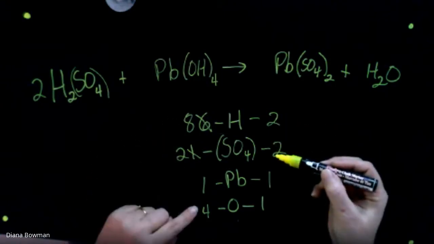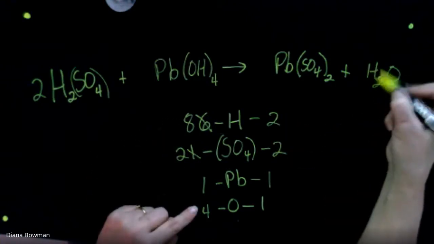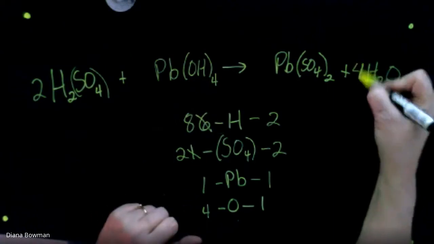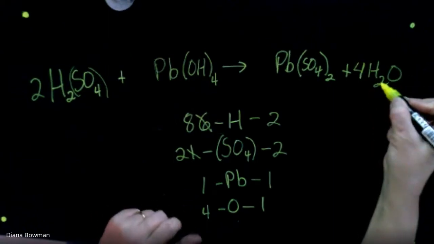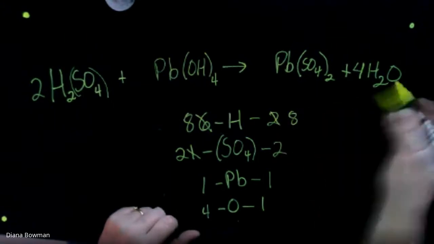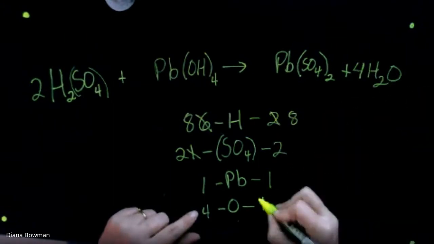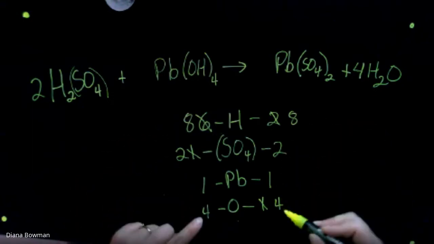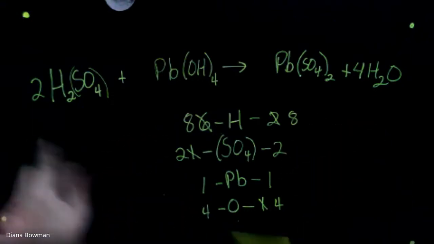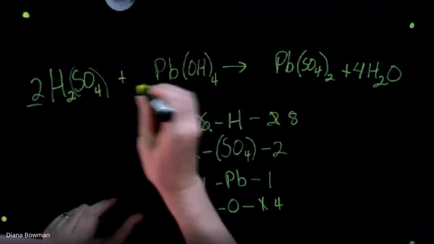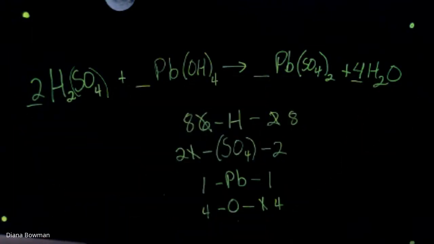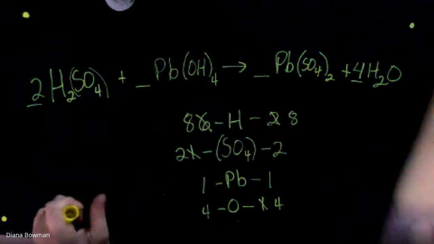Hey, look, that's a 2-to-1 ratio, isn't it? 8 to 4. You know what I can do? If I see water and it's a 2-to-1 ratio, I just put a 4 right here. That's going to be 4 times 2, which gives me 8. And 4 times 1 gives me 4. 8s, 2s, 1s, 4s, balanced. So it'd be a coefficient of 2, coefficient of 1, coefficient of 1, coefficient of 2. Boom. Done.